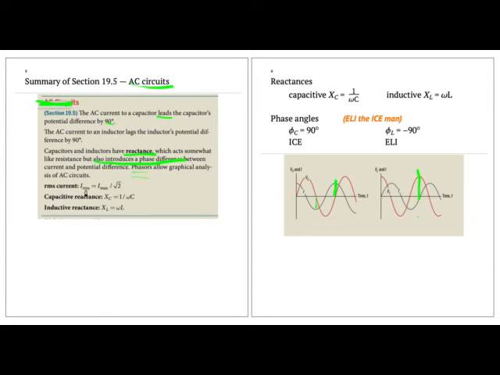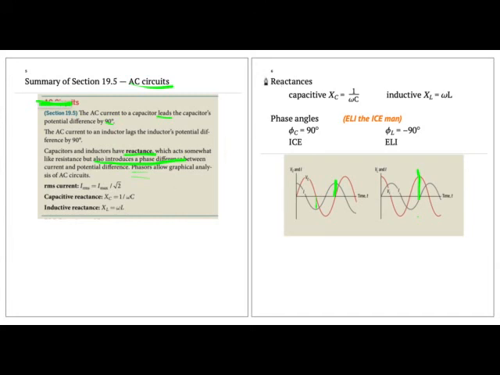The RMS current is the maximum current divided by the square root of 2. The capacitive reactance, call it X sub C, is 1 over omega C. And the inductive reactance, call it X sub L, is omega times L. So the capacitive reactance, a kind of effective resistance, decreases as the frequency increases, whereas the inductive reactance increases as the frequency increases.